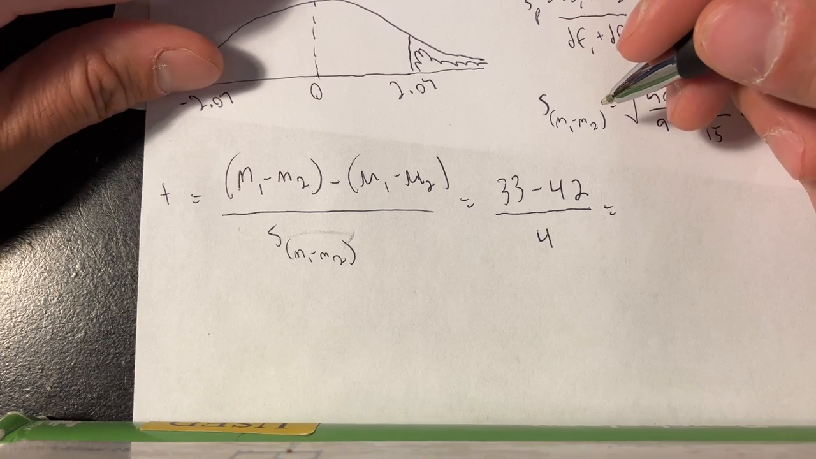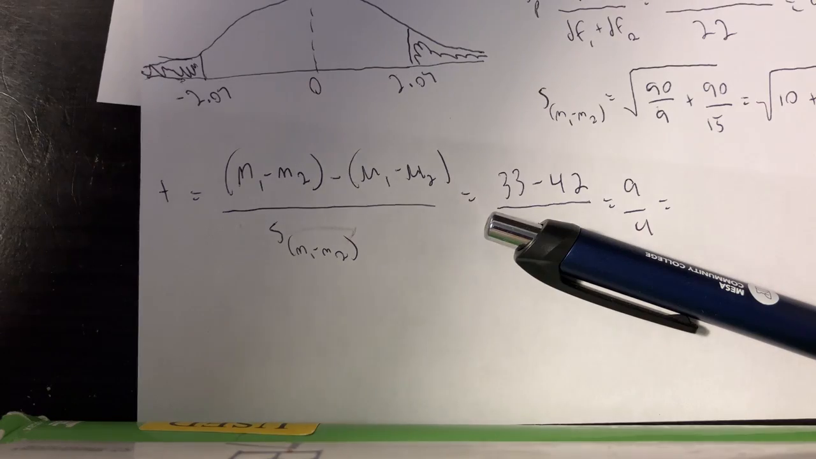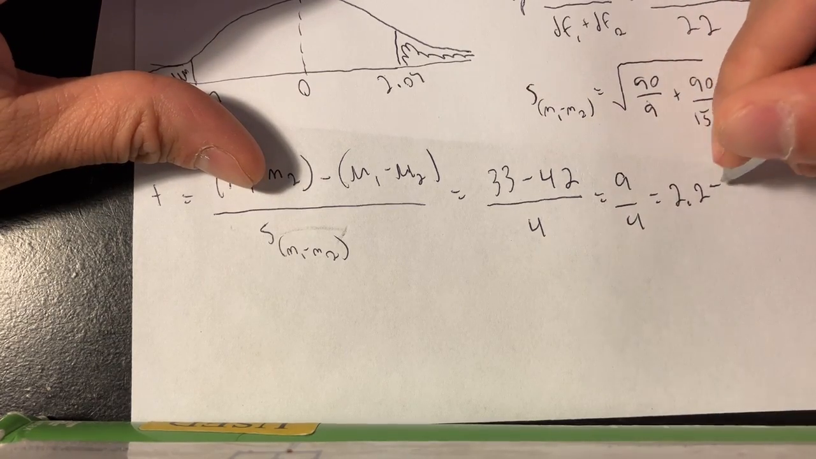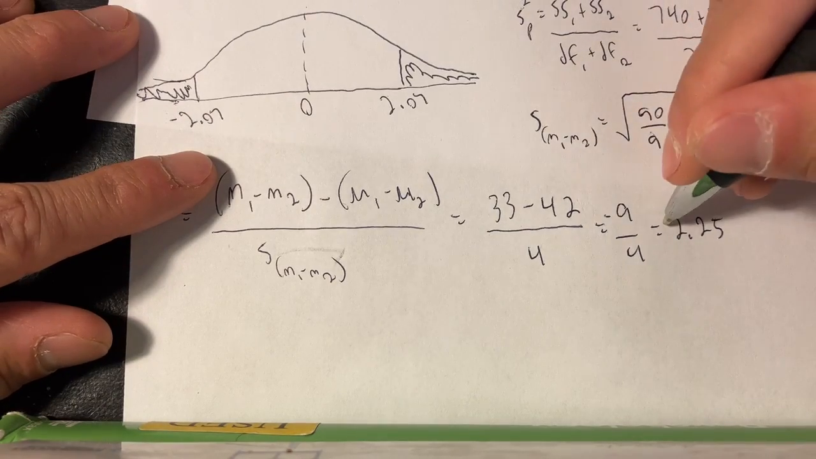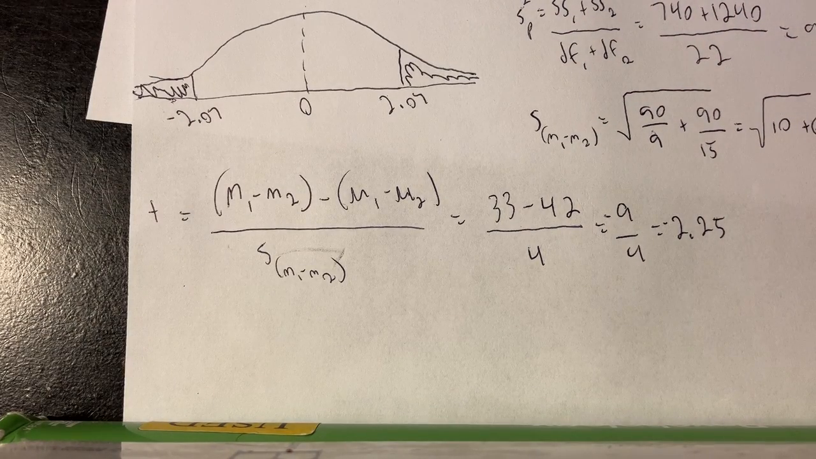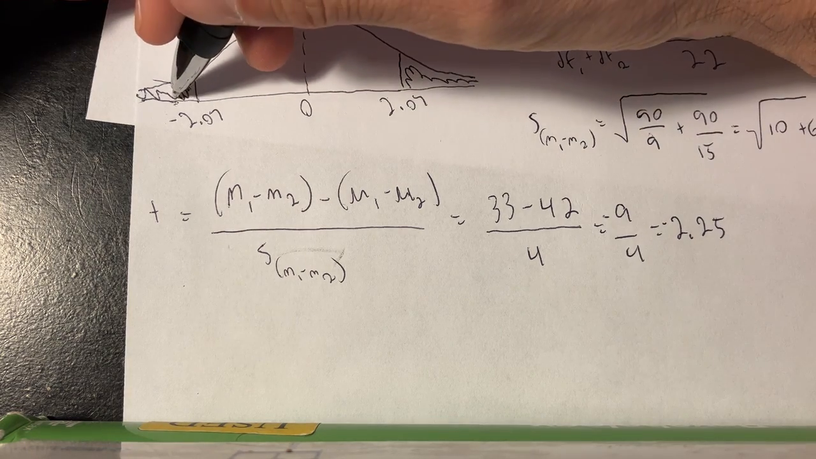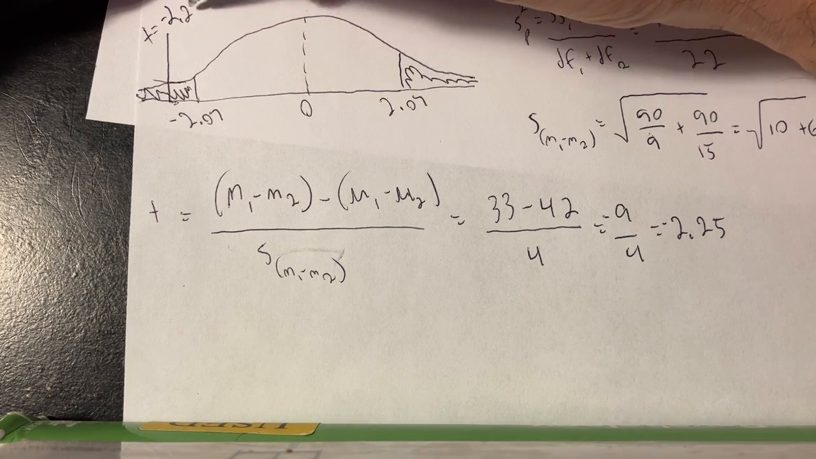So that gives us 9 over 4, which is 9 divided by 4, which is 2.25. So our t-value is 2.25. Well, negative 2.25, I'm sorry. But really, we're just looking at the absolute values and comparing the absolute value of our t obtained with the absolute value of the t critical cutoff. So if we got negative 2.25, we're over here in this rejection region somewhere, right? So t equals negative 2.25.